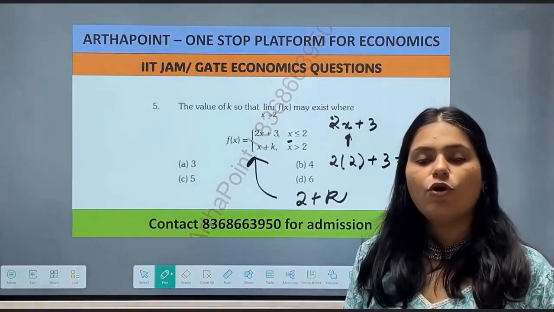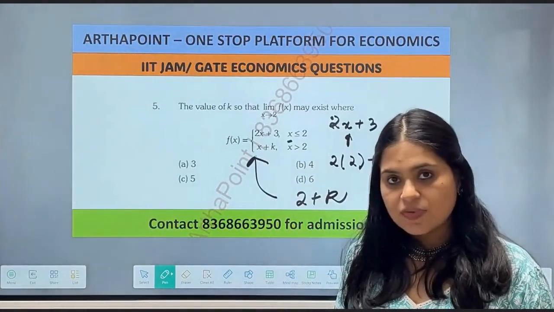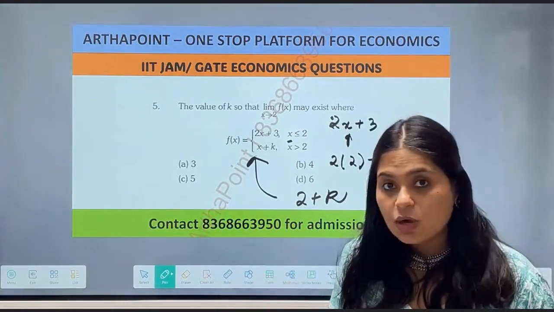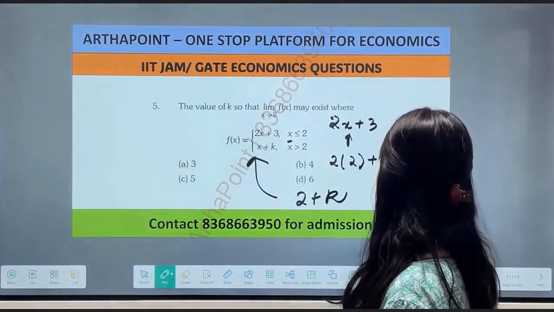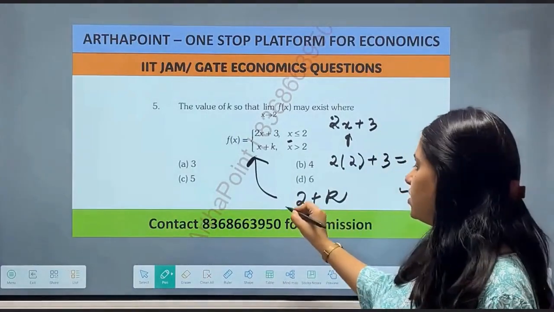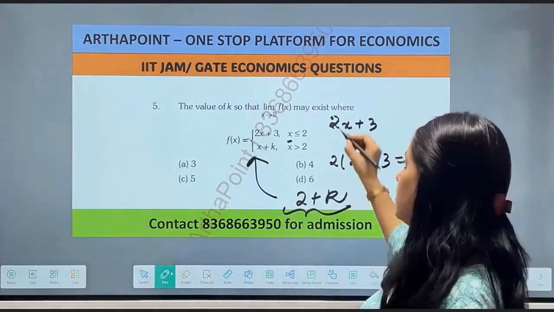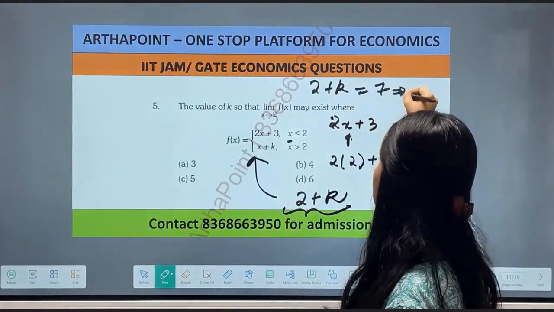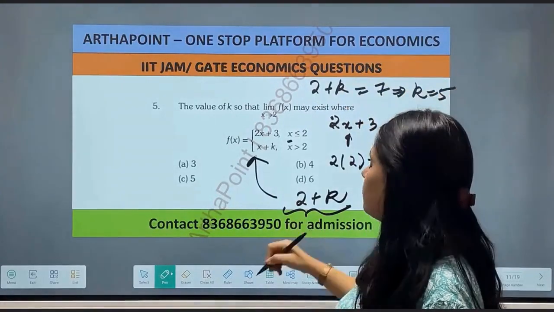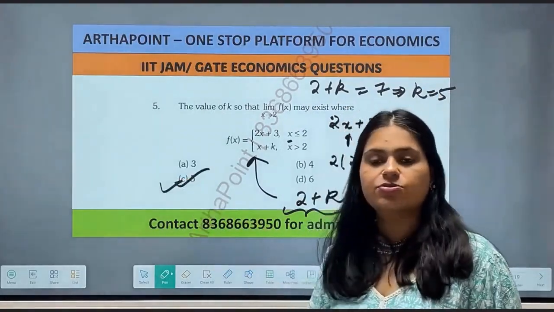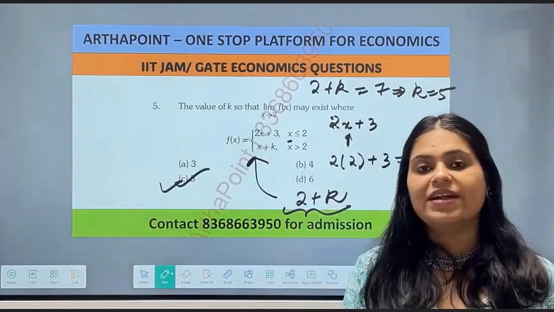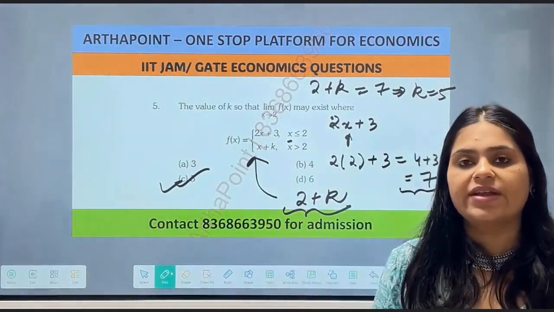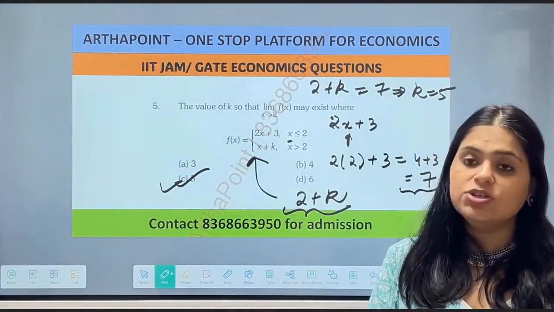For the limit to exist, your values from left hand side and right hand side should be equal. That means if one is giving me 7, the other should also give me 7. So 2 plus k should be equal to 7. So k should be equal to 5. So the correct answer to this question is 5. That limit will exist only when the left hand side and the right hand side are equal to each other.